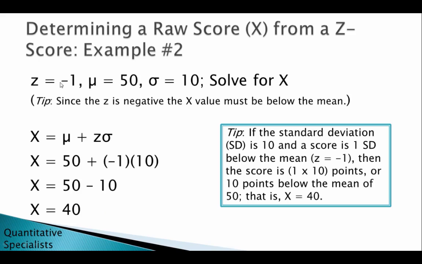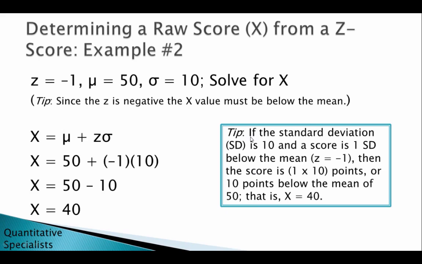Looking at another example, here we have a z of negative 1, a mean of 50, and a standard deviation of 10. And we want to solve for x. It is important to note that if you see a negative z, the x value is going to have to be below the mean, because negative z values are below or to the left of the mean. So using our formula once again, we have a mean of 50, z is negative 1, and the standard deviation is 10. So that's 50 minus 10, or 40. So the answer is x equals 40.